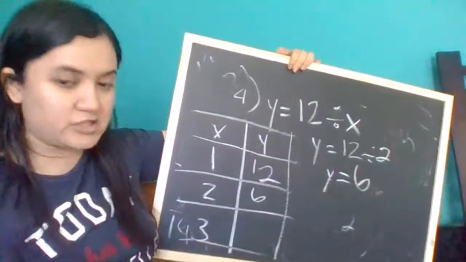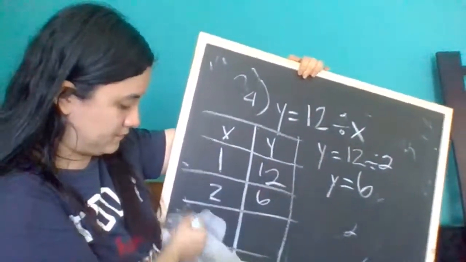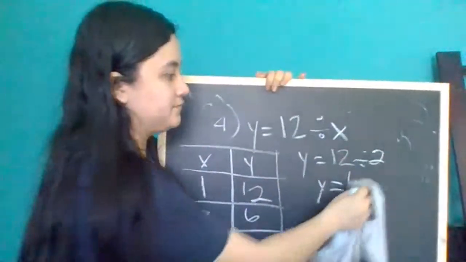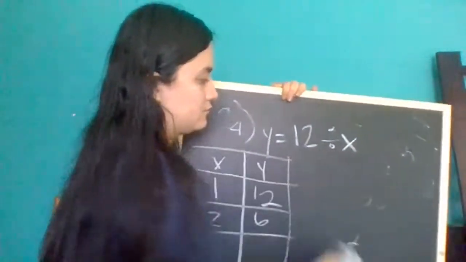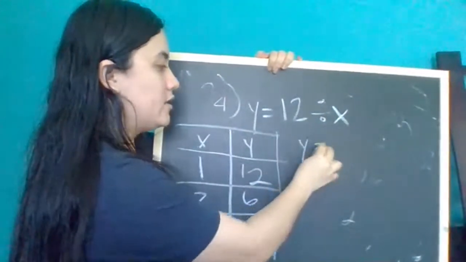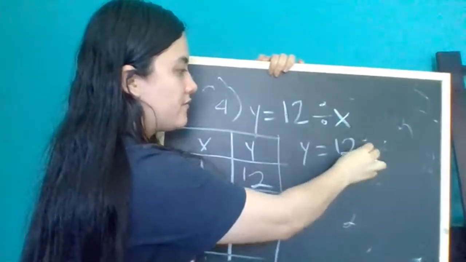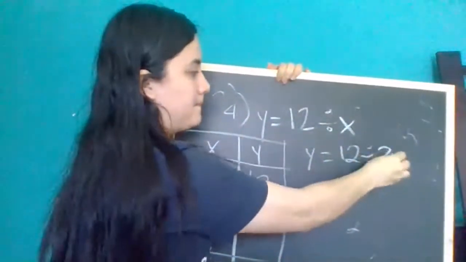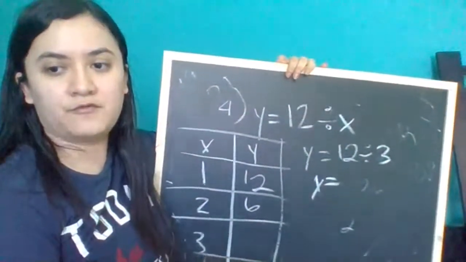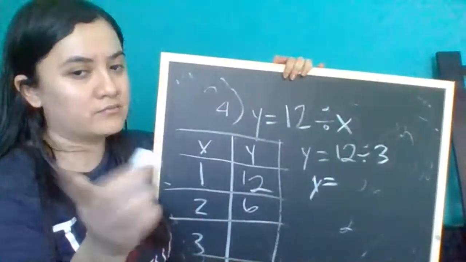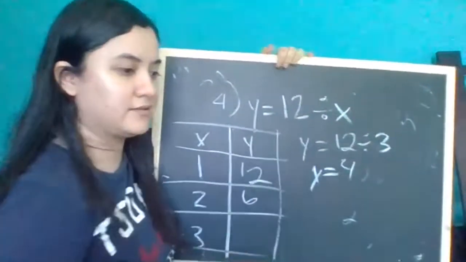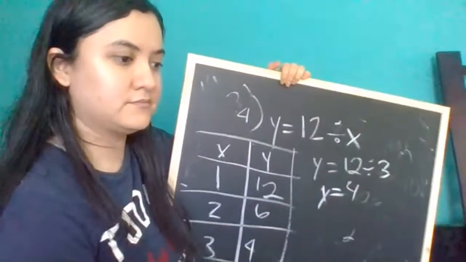Now we're going to substitute 3. Our initial equation, y equals 12 divided by 3. So y will be equal to 4. Ariana, check your multiplication table. Very good to the people that said 4. Excellent.